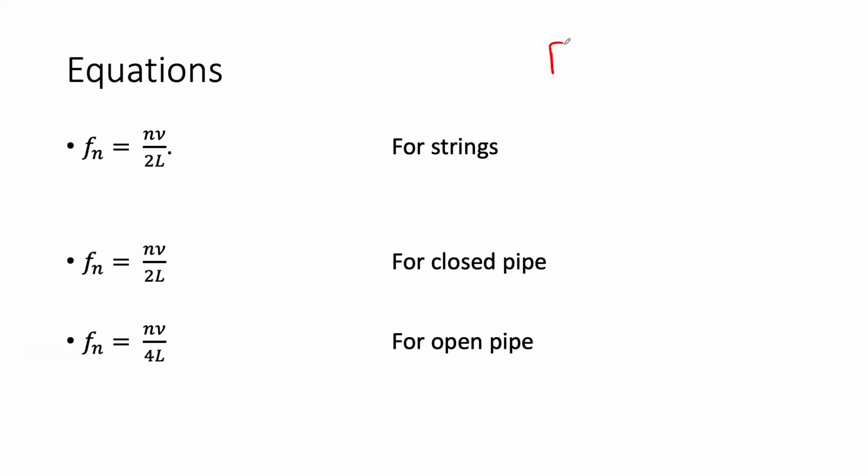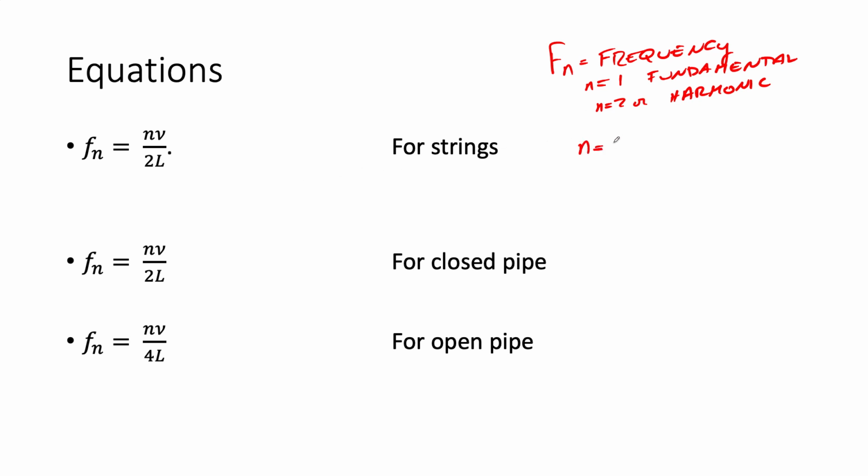So F sub n is what we call the fundamental frequency. And if n is equal to 1, it's called the fundamental. And if n is equal to 2 or more, we're talking about the harmonics. And remember, a harmonic frequency looks very similar to the fundamental, but it's a little bit higher in frequency, but they kind of meet and end in the same place. And so n is the order of harmonic.